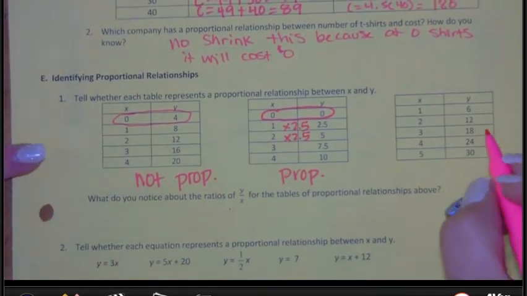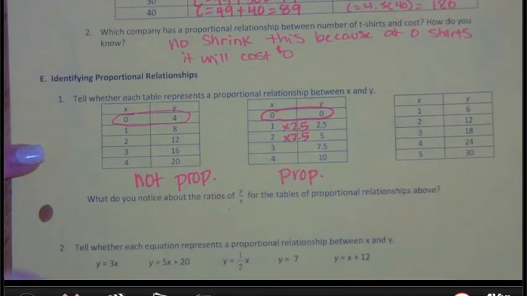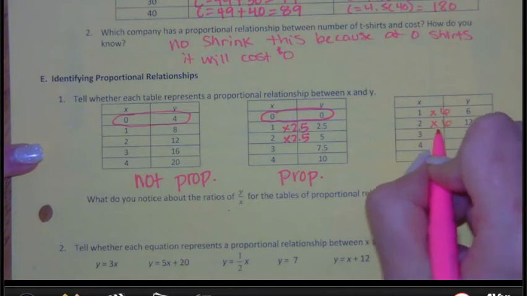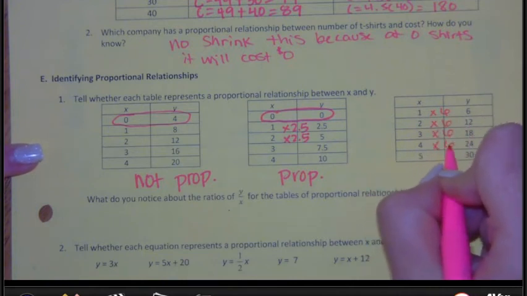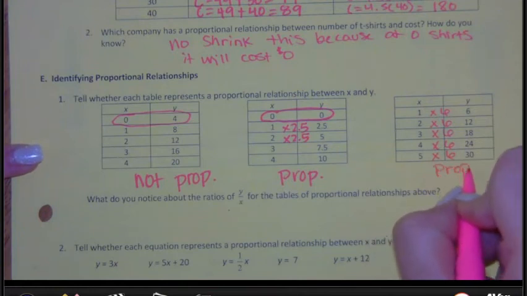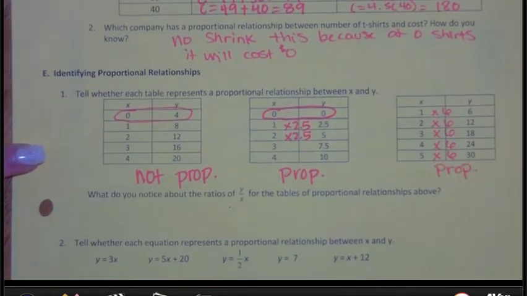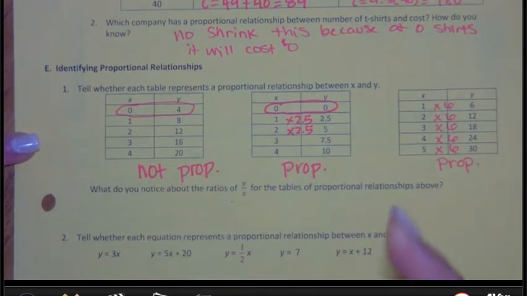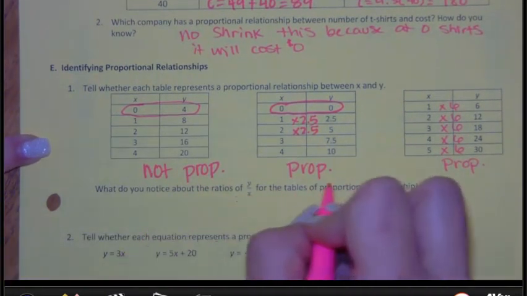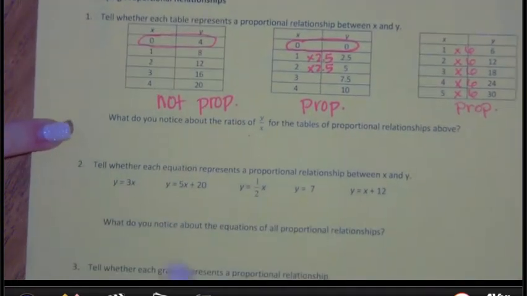Okay, so the second one, I want to see, is this going to be proportional? Well, 1 times 6 is 6. 2 times 6 is 12. 3 times 6 is 18. 4 times 6 is 24. 5 times 6 is 30. And yes, this is proportional. Okay, so what do you notice about the ratios y over x for the tables of proportional relationships above? Well, they show that it's going to be proportional. Okay, and we just saw that right here.